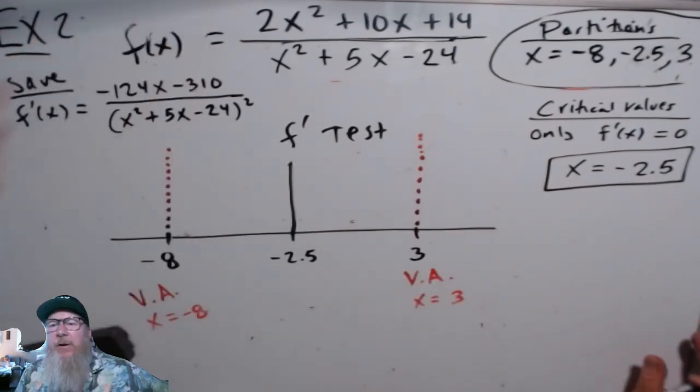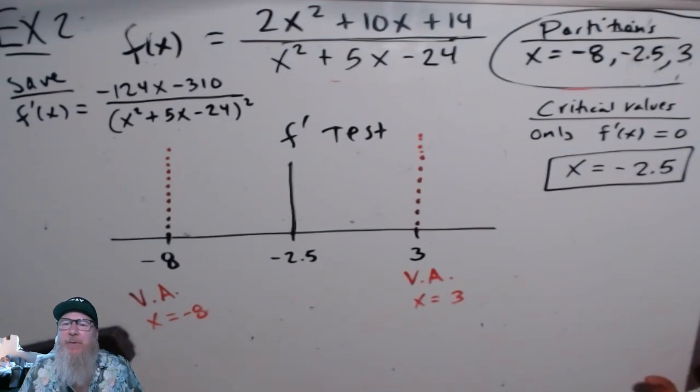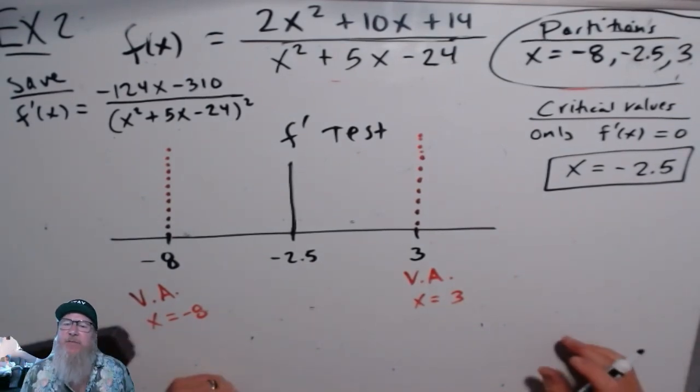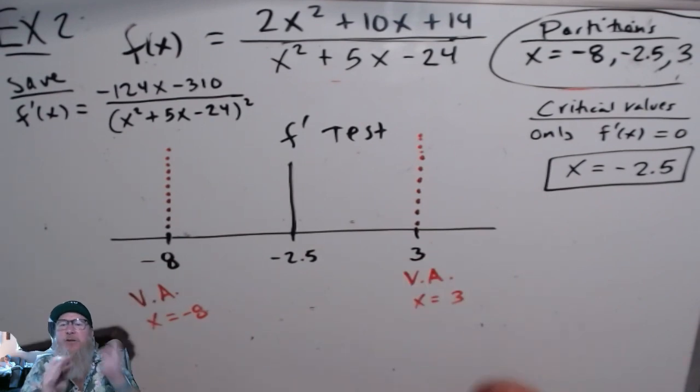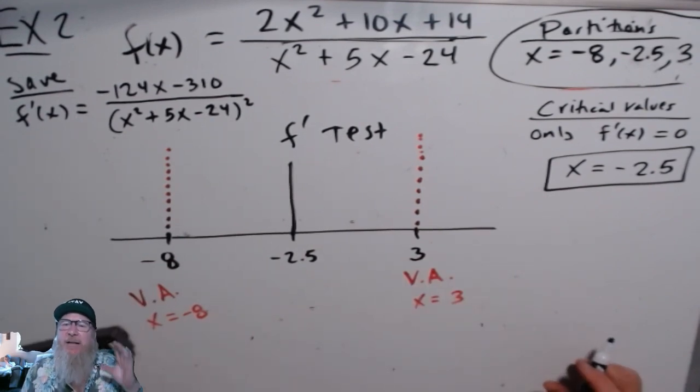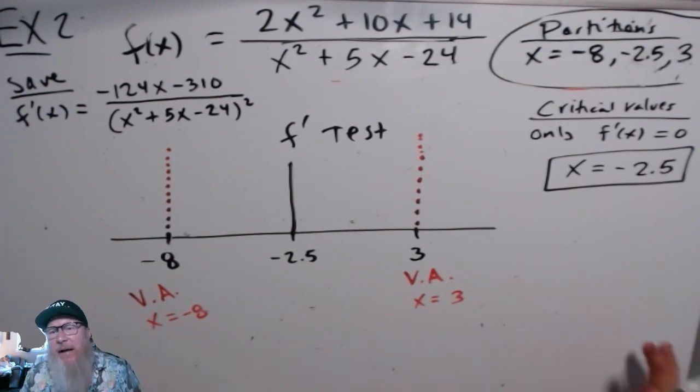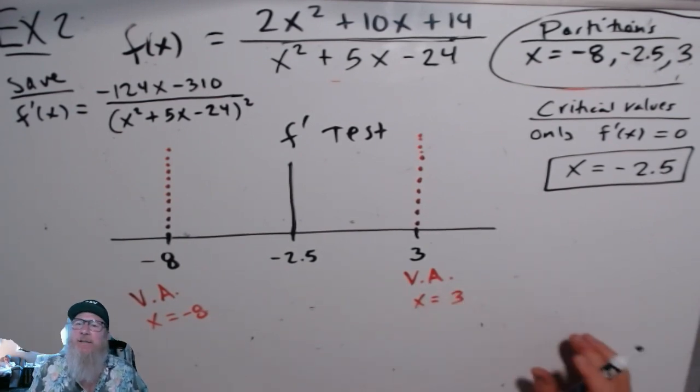Yeah, back when we were learning our limits and we were taking limits from the left and limits from the right, these are two-dimensional representations of that. It's a point in which there is no x value. In fact, there's no y value either. It's like a point of non-existence.